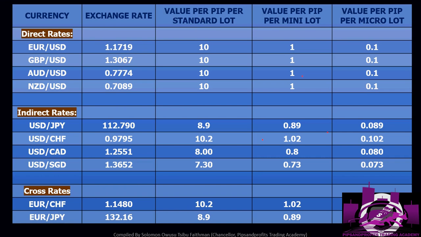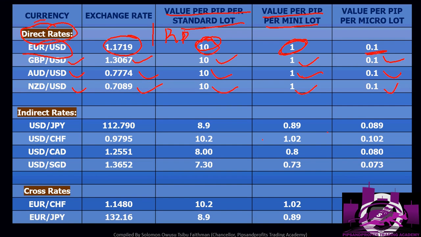So for instance, this is for direct rate. If I have Euro USD at this particular exchange rate, value per pip per standard lot is 10, and the value per pip per mini lot is 1. So it means that for one pip move, if I trade standard lot, I'm going to get $10. If I trade the mini lot, I'm going to get $1. If I trade the micro lot, this is what I'm going to get. For GBP USD at this rate, you can see it is the same throughout. For AUD USD, the same. For NZD USD, the same.